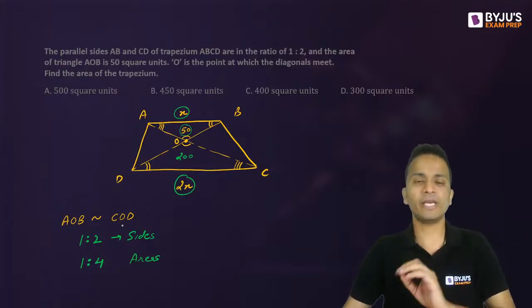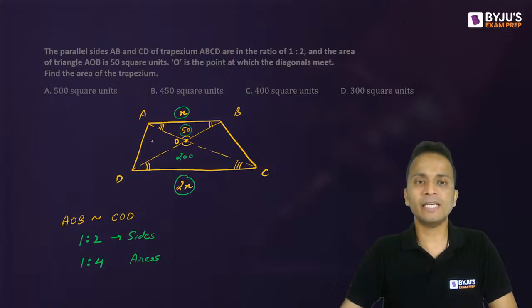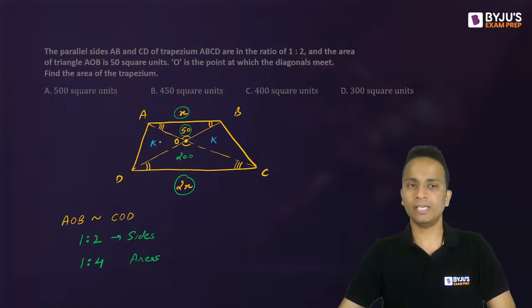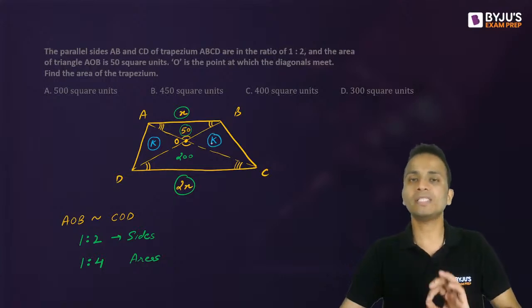Clear? Okay. Now next is the area of the remaining portions. So the area of this portion, let's say it is K. The area of the other triangle will also be K. So in a trapezium, the area of these two is always equal.